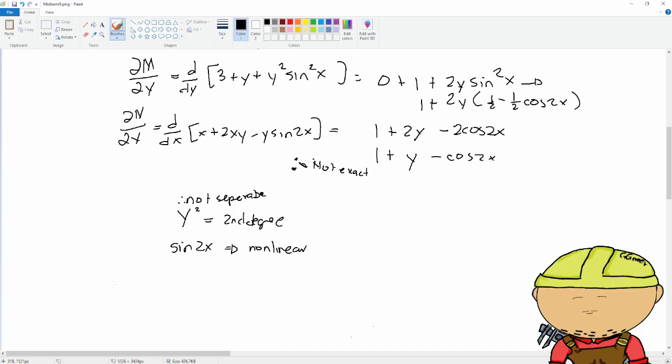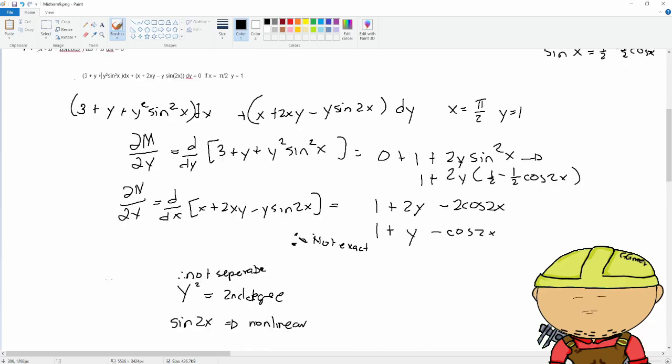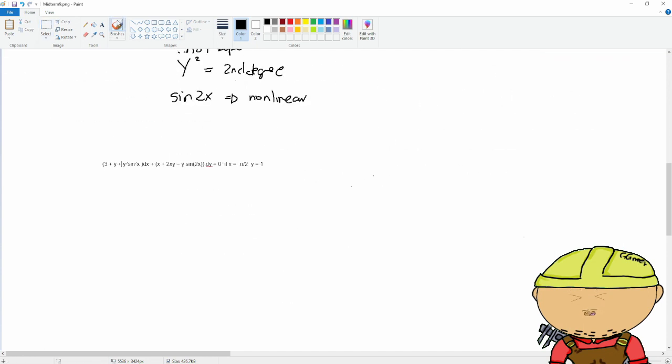Anyways, it's not separable, it's not linear. How about let's try our last type, homogeneous. But then again, by inspection, it's not gonna be good. Okay, so let x become lambda x and y become lambda y. Even though we know it's not gonna be homogeneous, we're gonna do it because it's the proper procedure.